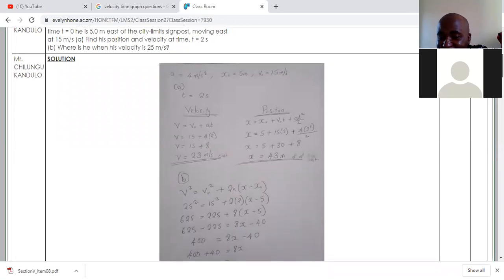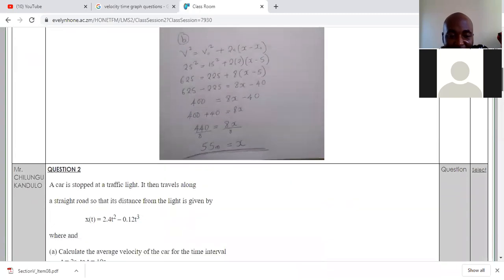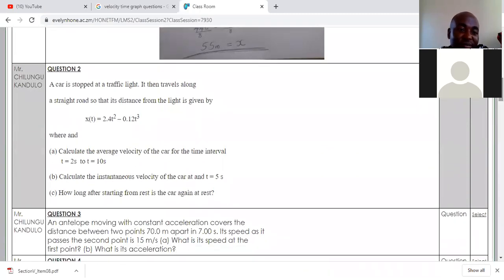Yeah, it's clear. Okay. So now this is the question immediately related. I think this is the toughest for you. A car is stopped at the traffic lights. It then travels along a straight road so that its distance from the light is given by x(t) = 2.40 t squared minus 0.12 t to the power 3.